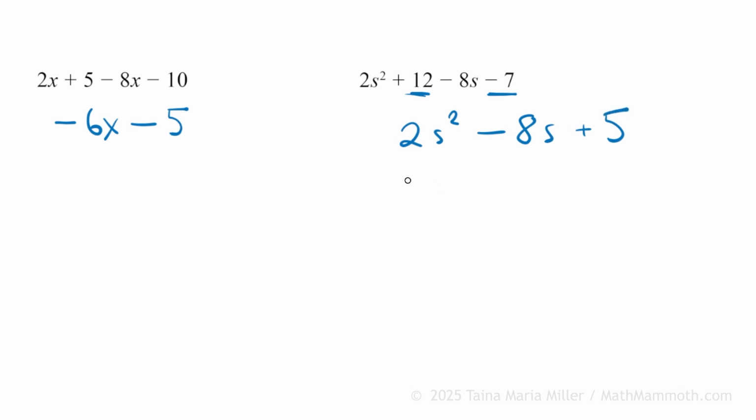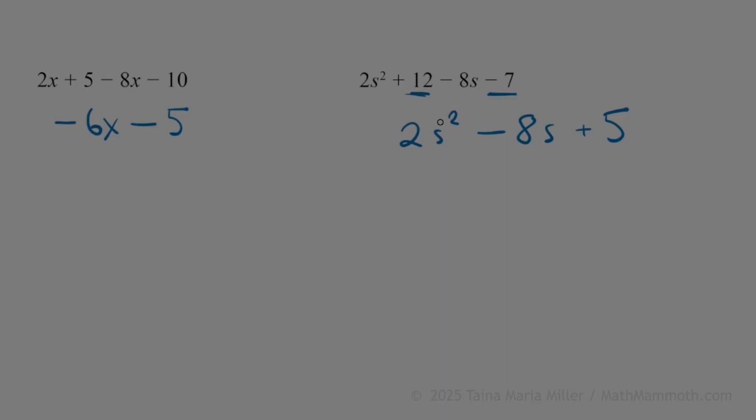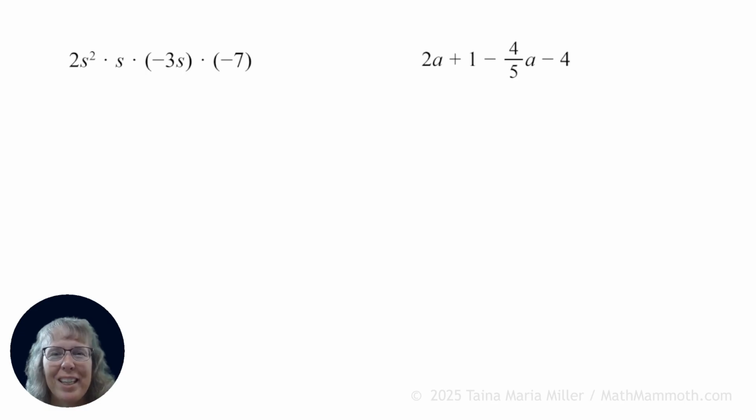Notice that we write it in this order. We put the constant term last, and then as far as the variable terms, we write first the variable term with the highest exponent. What about here? How do we simplify these two expressions? Try them yourself first.